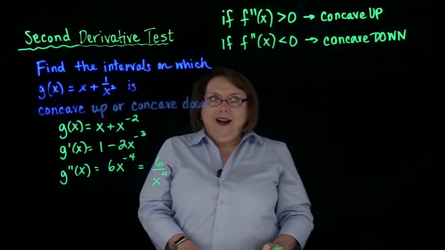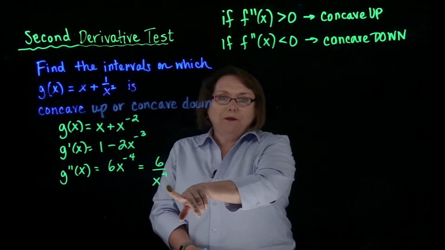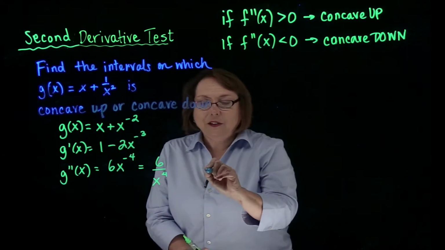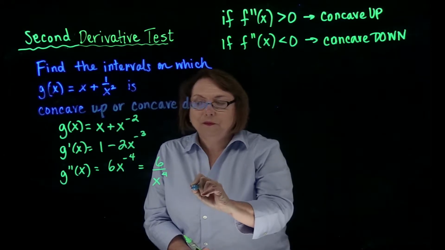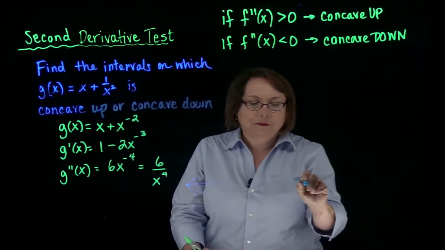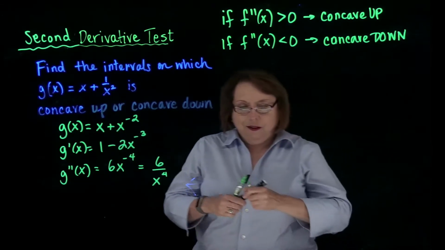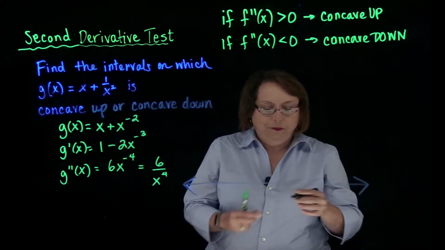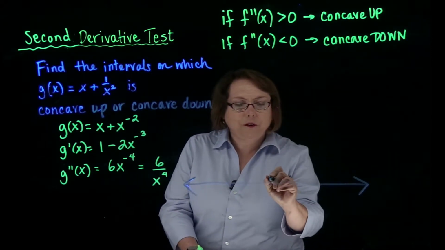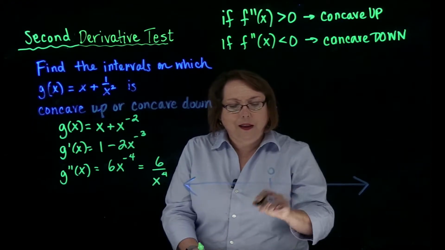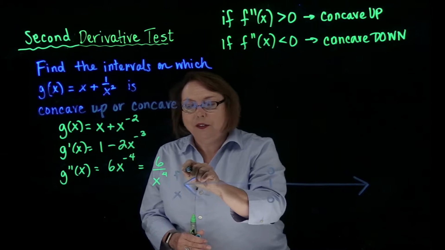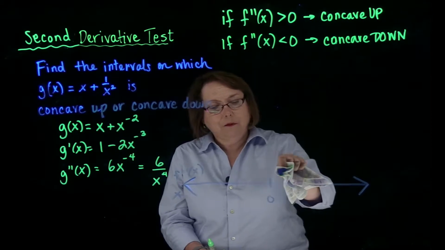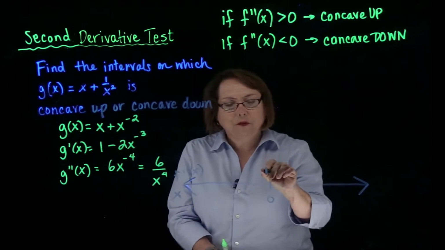In fact, right away, I hope you can see that we're going to have a problem here if x is equal to 0. That's not going to work too well for us. Let's go ahead and draw our number line right here. And let's mark some values here. So if x is 0, our second derivative is undefined. It's not defined because x cannot be 0. We can't divide by 0. So I'll put an ND here.